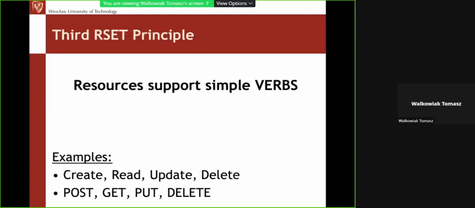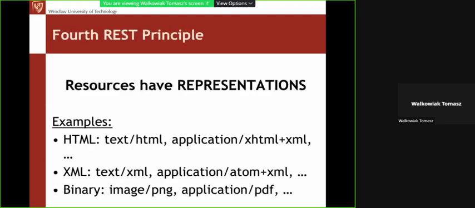Resources support some operations, some simple verbs. So you can create a resource, you can read the resource, you can change the resource, you can delete the resource. How to do it? Use different methods: post, get, put, delete, because these are the capabilities of HTTP, which is the base idea behind it. And the next principle of REST is, again, heavily connected with the HTTP protocol.